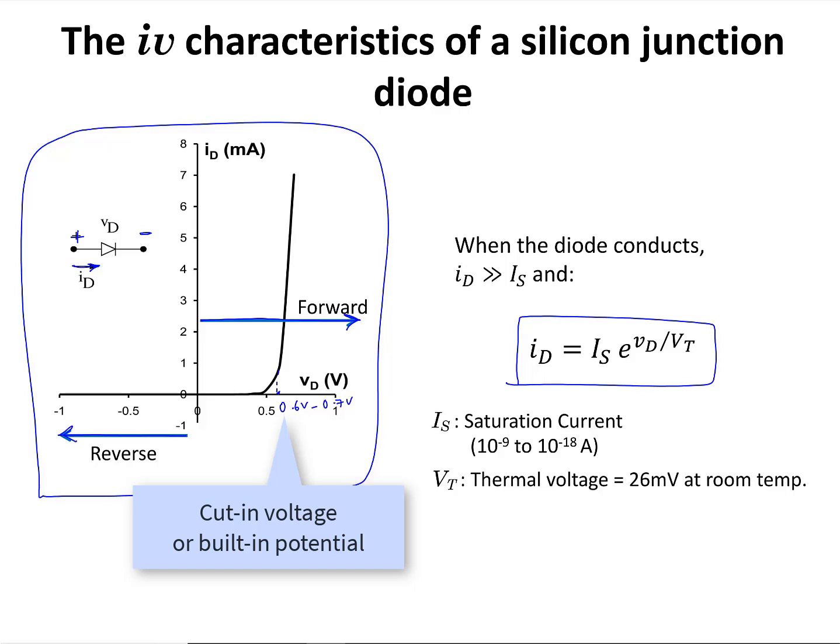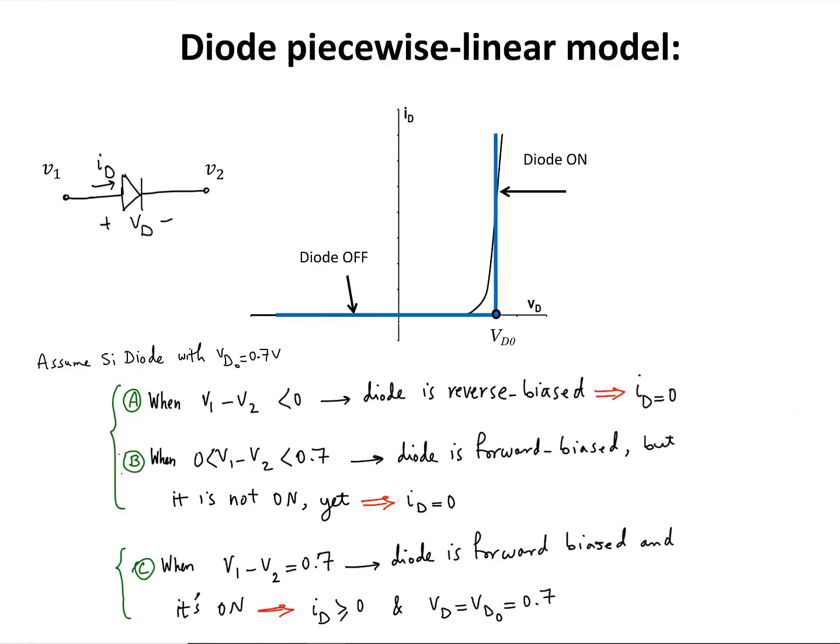In EC65, we are not going to use a nonlinear IV equation for the diode. Instead, we are going to use a linear model. The diode piecewise linear model consists of two lines, one for the case that the diode is off and one for the case that the diode is on. In the piecewise linear model, we assume that ID is equal to 0 when the diode is off, which is the equation for this line. When the diode is on, VD is equal to VD naught, which is the equation for the second line.